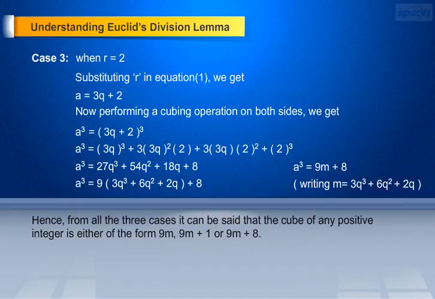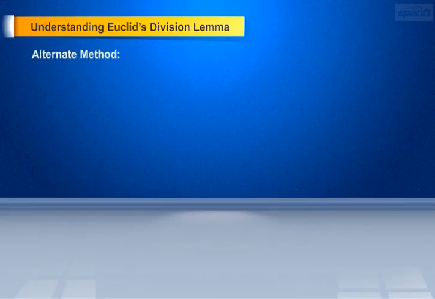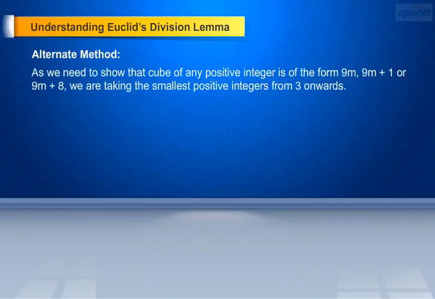Hence, from all the three cases it can be said that the cube of any positive integer is either of the form 9m, 9m plus 1 or 9m plus 8. Note, this problem can also be solved in an easy manner as follows. Alternate method. As we need to show that the cube of any positive integer is of the form 9m, 9m plus 1 or 9m plus 8, we are taking the smallest positive integers from 3 onwards.